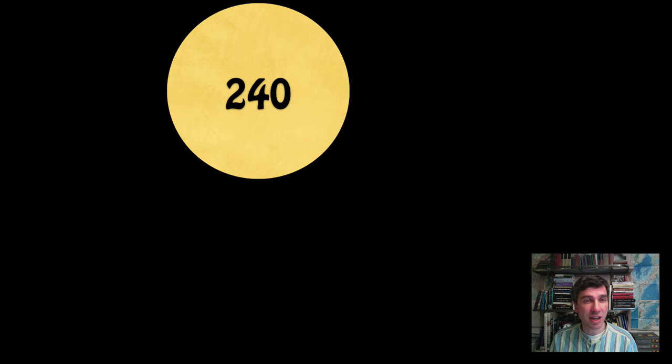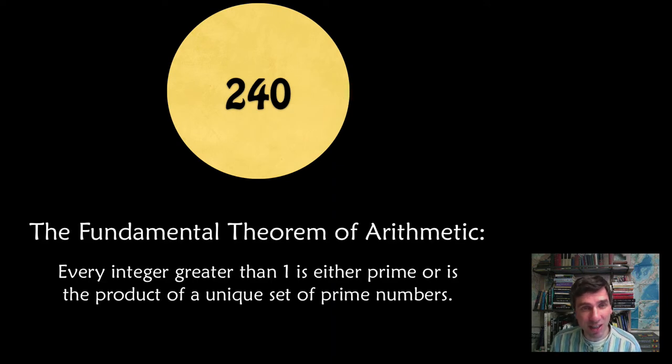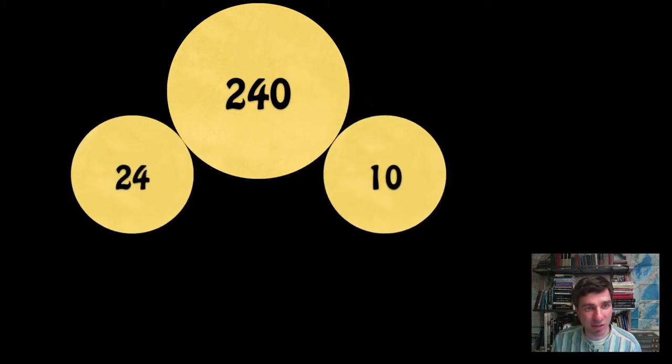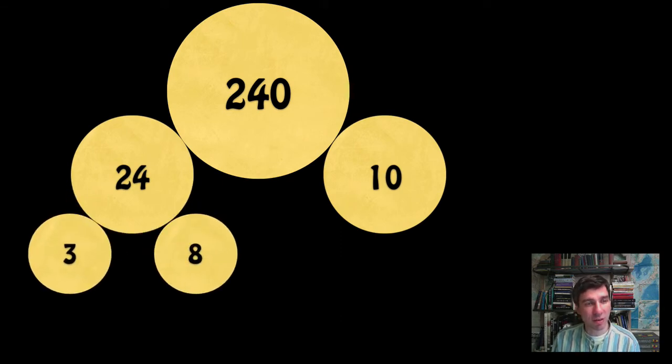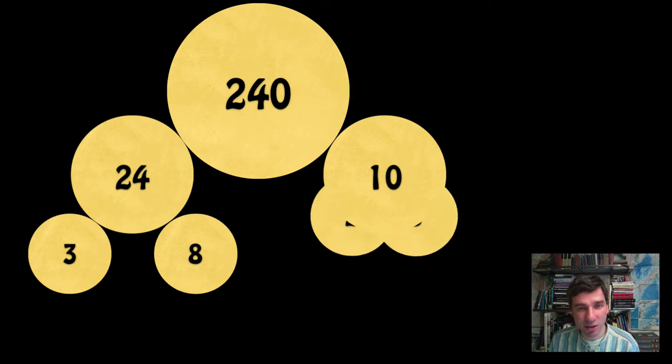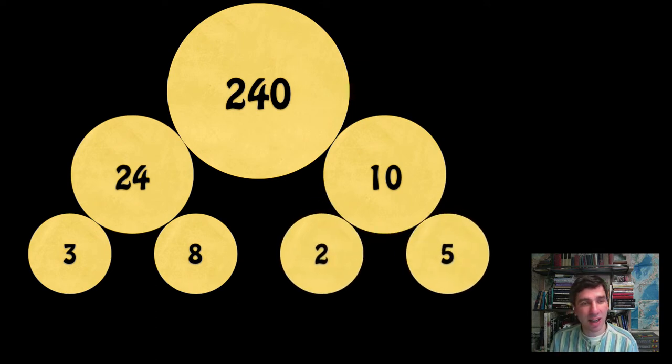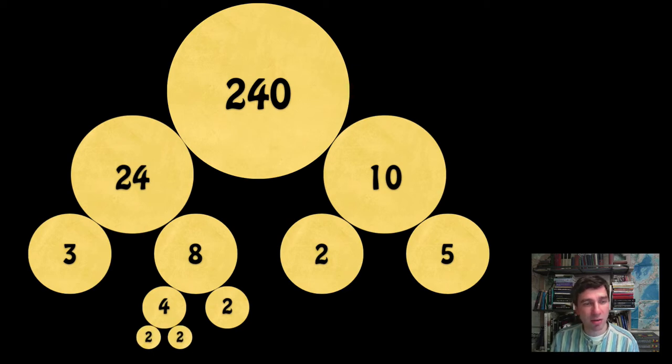Well, we can use the fundamental theorem of arithmetic and we can start to find out all of those prime factors using a prime factorization tree. So 240 is 24 times 10, and we can split off 24 into 3 times 8, and 10 is 2 times 5, and 8 is 4 times 2, and 4 is 2 times 2. So there are all of the prime factors of 240.